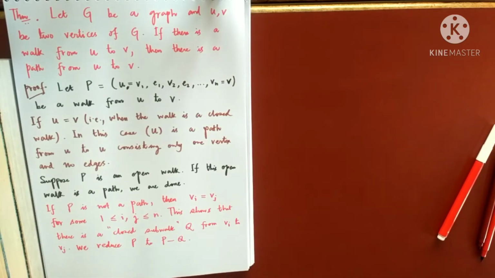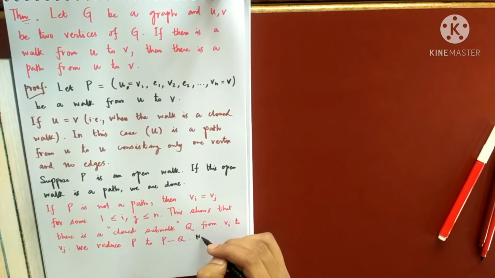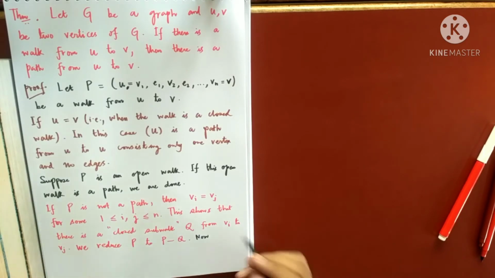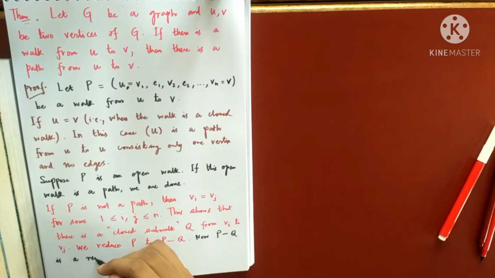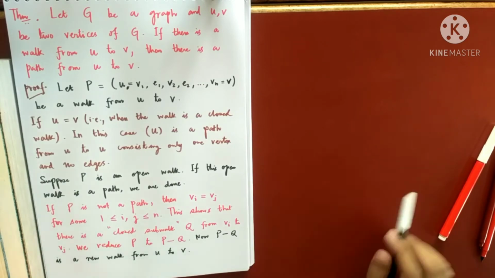So I will just write now P minus Q. Now P minus Q is a new walk from U to V. Again, if this is a path, we are done. If this is not a path, we will again get a closed subwalk. We will again reduce the walk by that closed subwalk. We will repeat this process again and again. So let me write it down.